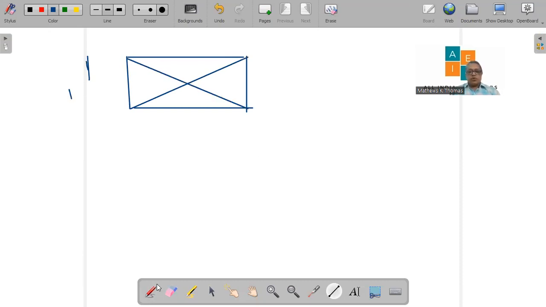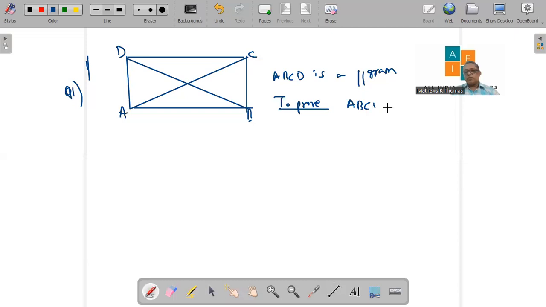This is question number 1. Let's name this figure ABCD, and what is given to us is that ABCD is a parallelogram. And what we need to prove is that this figure is a rectangle, ABCD is a rectangle. And also, if you read the question carefully, it is given that the diagonals of the parallelogram are equal. So it is also given to me that AC equals BD.